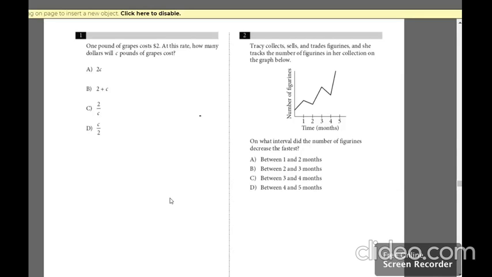Hello students, this is the series of SAT math exam that we are doing. So this is part 2 of test 8. Let us explore the questions that we have.